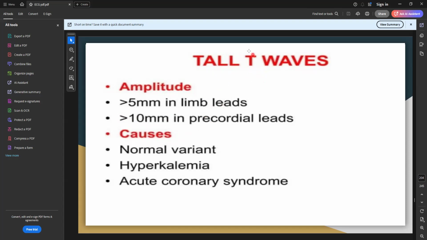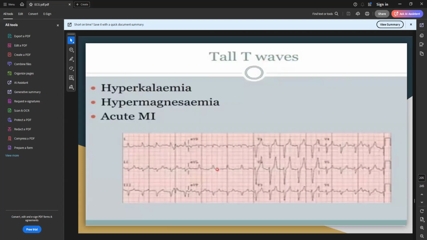The most common causes of a tall T wave are acute coronary syndrome and hyperkalemia, especially when the serum potassium is more than 5.5 milliequivalents per liter. Here you can see the tall T waves. So, causes are, as I told you, acute MI, acute coronary syndrome, hyperkalemia and hypermagnesemia.